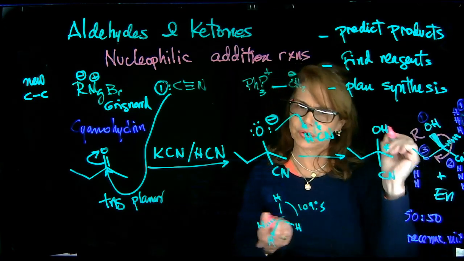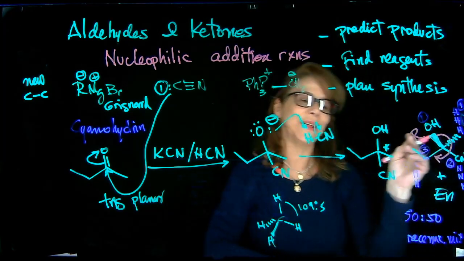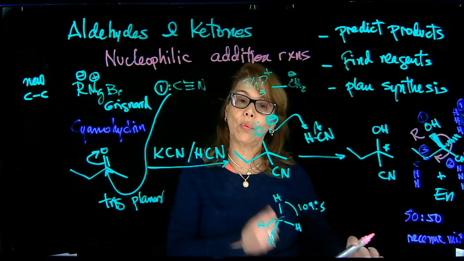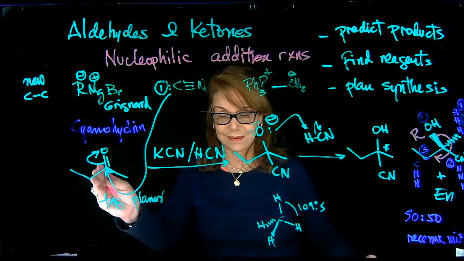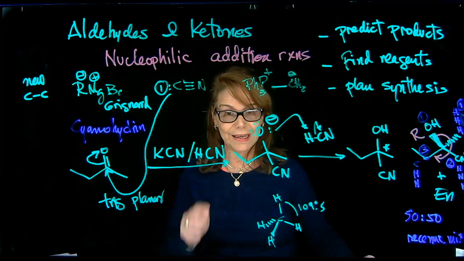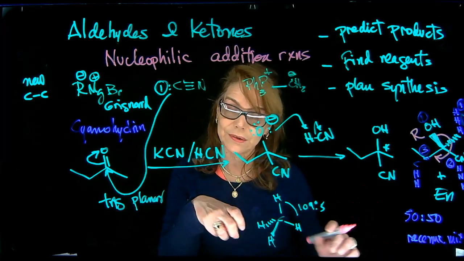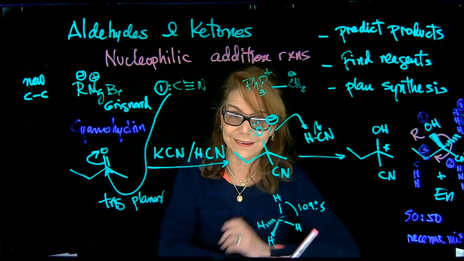I'm just doing that to review how we do that. But what's important here when predicting the product is that this is trigonal planar geometry. If you are creating a chiral center, then your product is racemic.